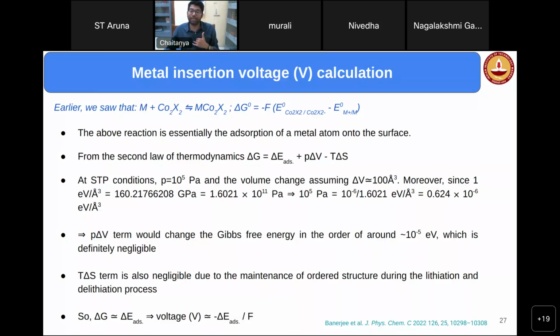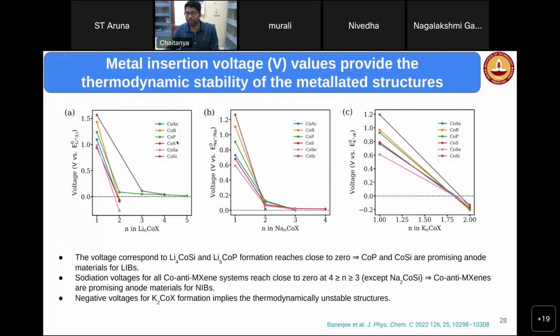The adsorption energy delta E that we have seen earlier is minus 1.3, minus 1.5, even minus 2. So 2 electron volts versus 10 to the power of minus 5 is like comparing 1 rupee versus 10,000 rupees. That's the difference, or the opposite way. So that's the reason we are completely neglecting this P delta V term. Similarly, we can also neglect the T delta S term. Accordingly, the delta G value for this reaction, or the metal insertion voltage, can be written as minus the adsorption energy delta E per Faraday constant.